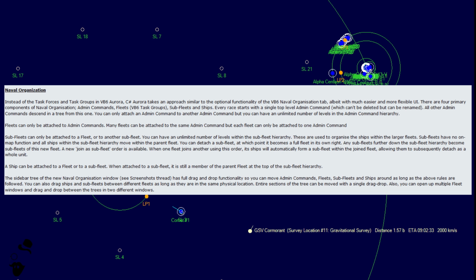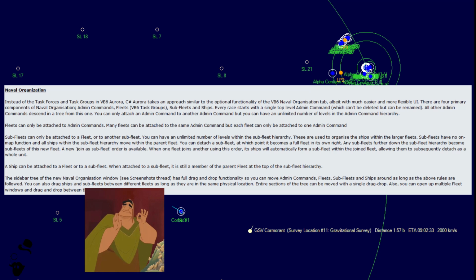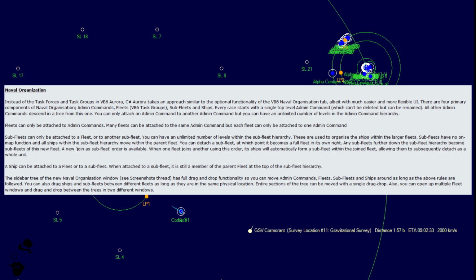And that is where this change goes from great to incredible. The fact that you can drag and drop is just beautiful. You can also drag ships and subfleets between different fleets as long as they're in the same physical location. Entire sections of the tree can be moved with a single drag and drop, and also you can open up multiple fleet windows and drag and drop between the trees in 2 different windows.